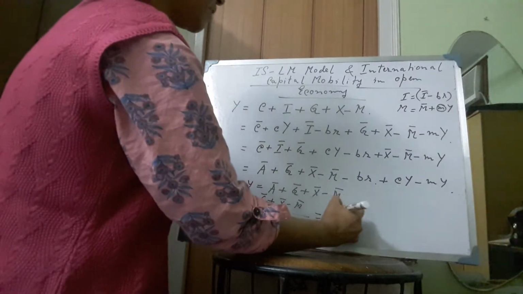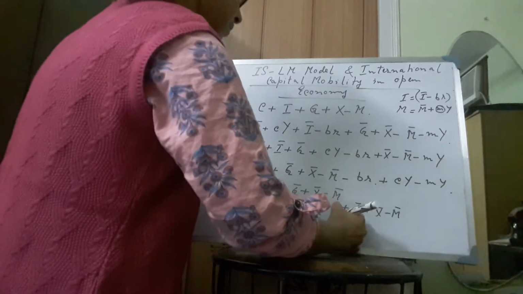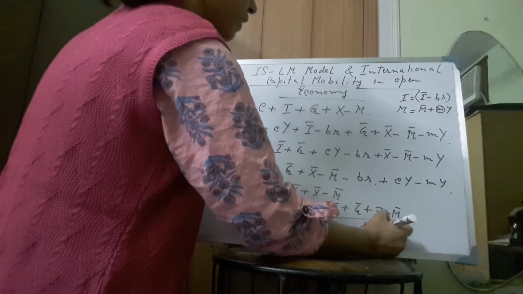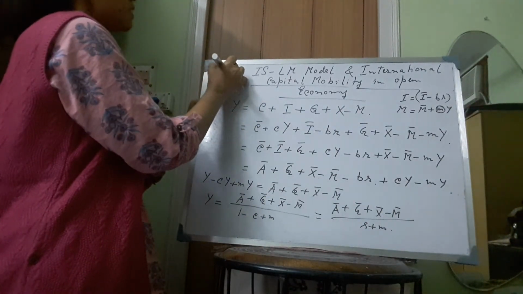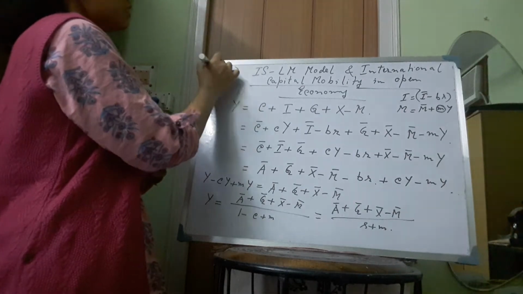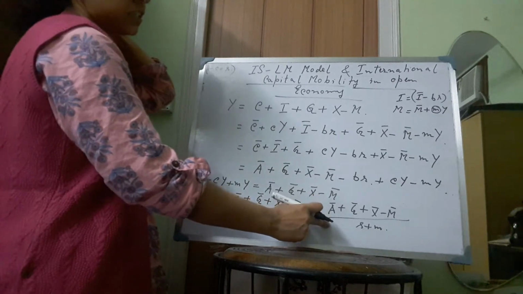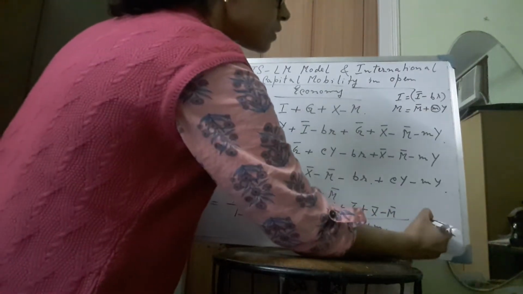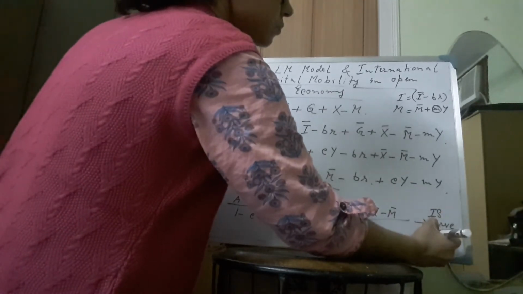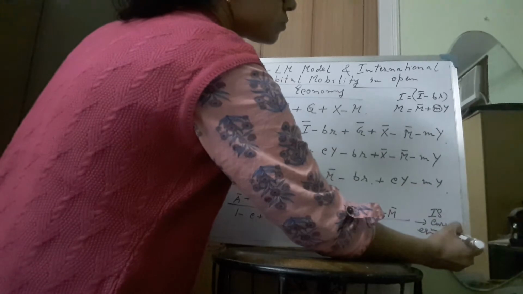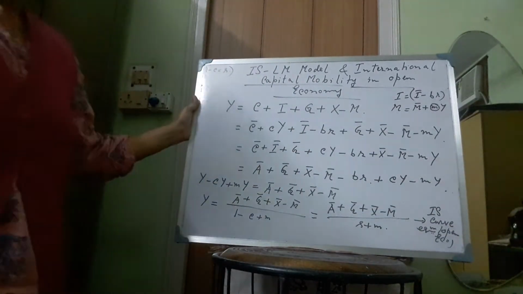Now this can be written as A bar plus G bar plus X bar minus M bar upon s plus m, where s is the marginal propensity to save. So c is the marginal propensity to consume, so 1 minus c is the marginal propensity to save, that is denoted by small s. So total income is represented by this expression. Now this represents the IS curve equation for the open economy.